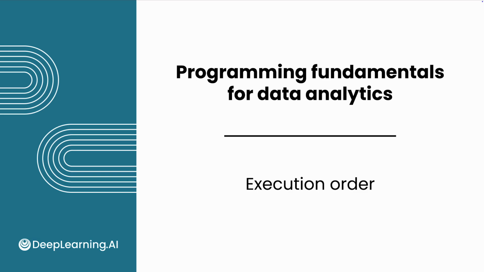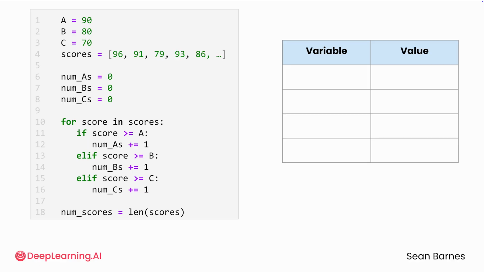Execution order is the sequence in which your program runs individual lines of code. You've seen how control flow allows you to repeat code or take one of several branches. Let's trace through an example. Here's some code that totals up the number of A's, B's, and C's in the data.